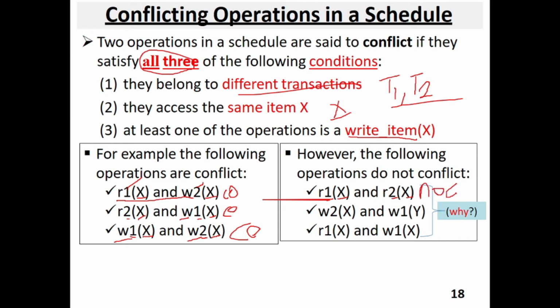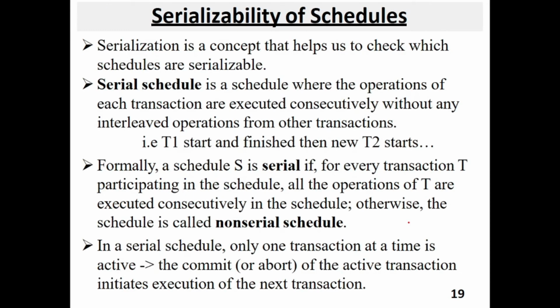No conflict. And then this one is also not conflict, the reason being they access different items. That means the second condition is not satisfied. And here, the transaction is T1 on both sides, so the first criterion is not satisfied, so it is not conflict.